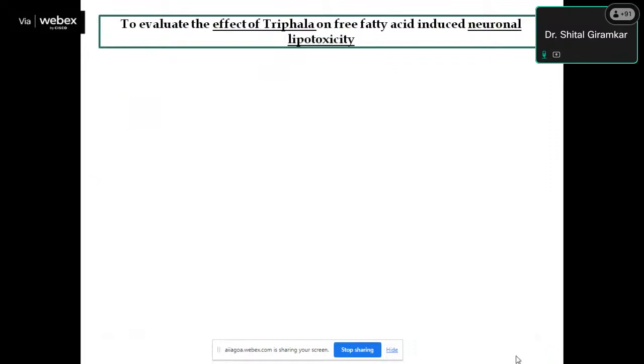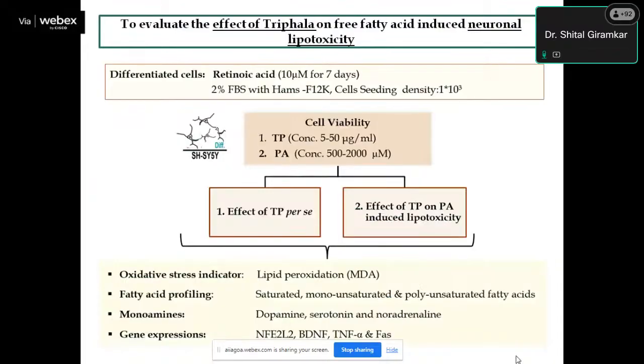Though I have worked on four, five objectives, today I am presenting only three objectives, which mainly include the in vitro, in vivo, and in silico parts of my study. The objective was to evaluate the effect of tripla on free fatty acid induced neuronal lipotoxicity, where we have worked on SHSY neuroblastoma cell line. It is a neuronal cell line which is available in undifferentiated form, but after using retinoic acid we can differentiate it into mature neuron like structures.